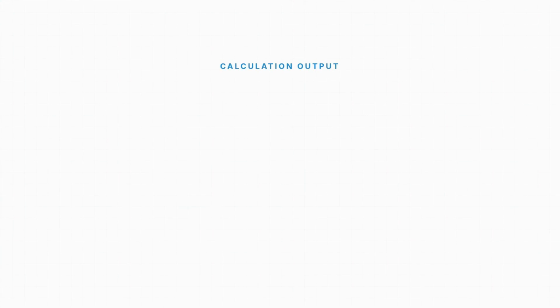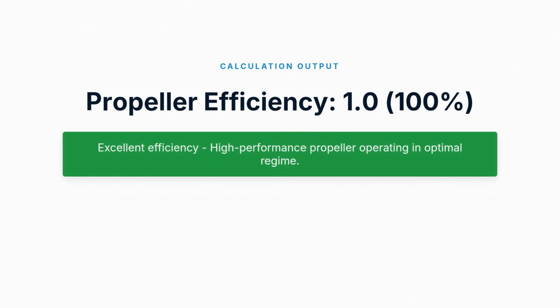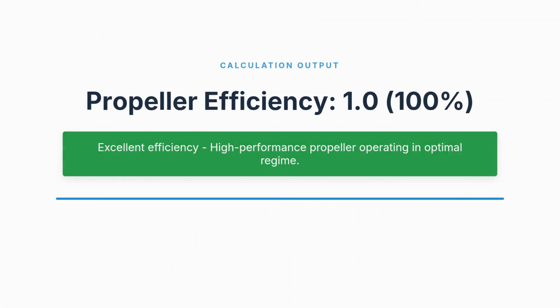After clicking Calculate, we get a propeller efficiency of 1.0, which equals 100% efficiency. The performance status indicates excellent efficiency, high-performance propeller operating in optimal regime.